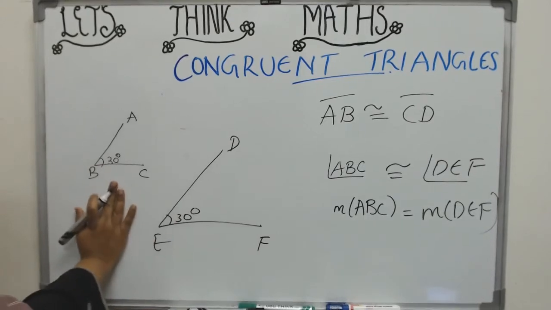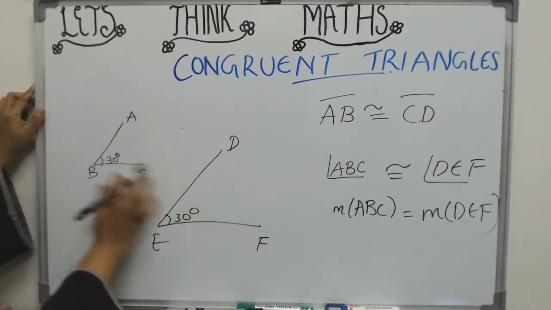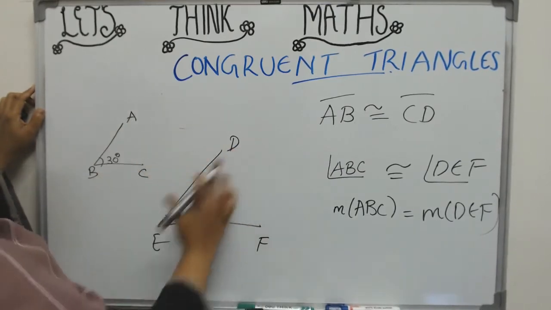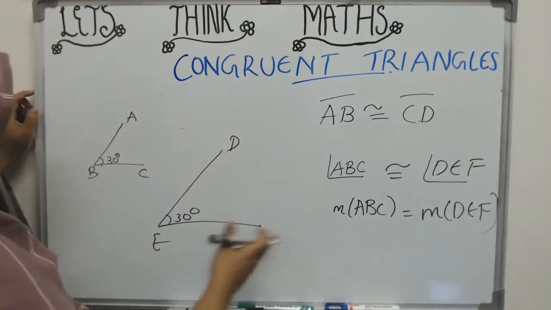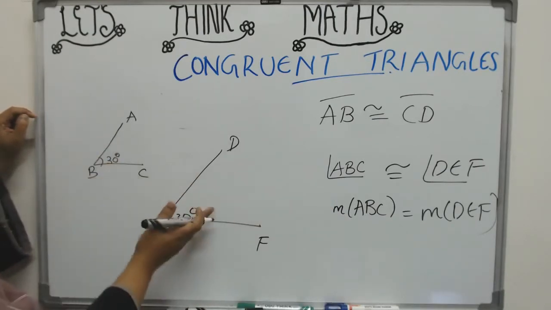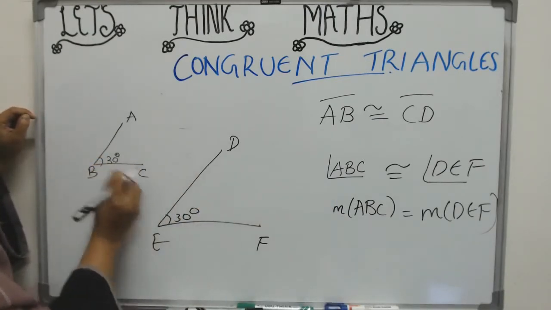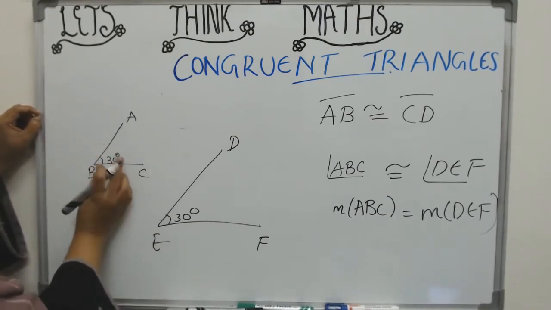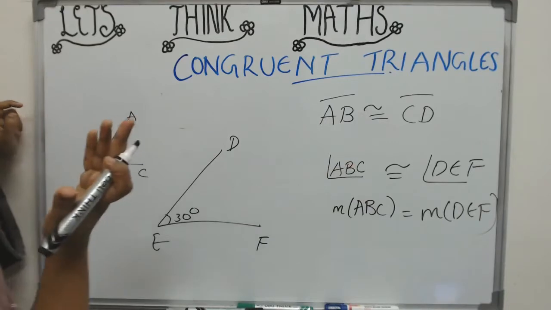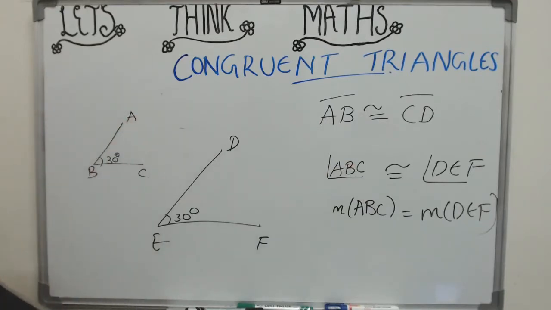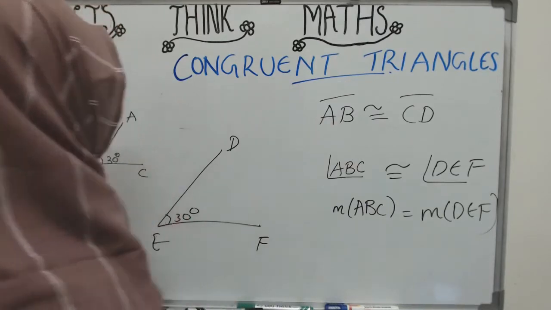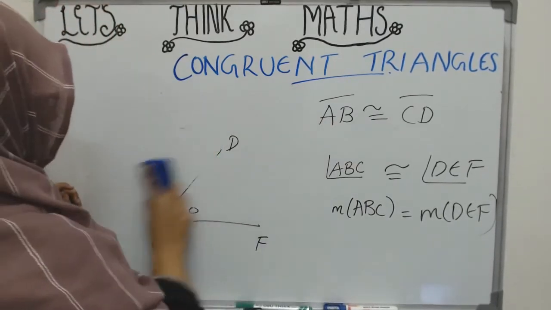And please notice how I have drawn the arms. See the arms AB and BC, they are very much smaller than DE and EF. Why is that? Because the arms do not matter. The arms do not have to be the same. Only the measure has to be the same. Whichever angle is 30 degrees, it will be congruent to ABC. So this is how we establish the congruence of line segments and angles. Now we go on to the congruence of triangles.